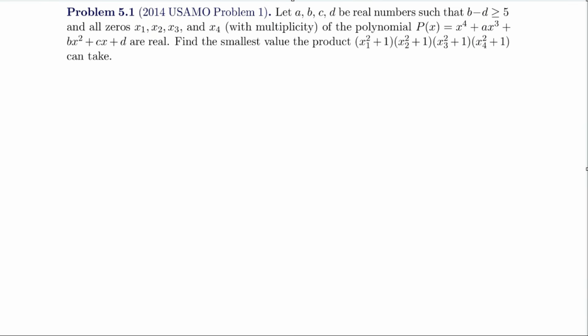So now let's go ahead and try out the following problem from the 2014 USA Math Olympiad. Here it is. Let a, b, c, and d be real numbers such that b minus d is greater than or equal to 5, and all zeros x1, x2, x3, and x4 with multiplicity of the polynomial p of x equals x to the fourth plus ax cubed plus bx squared plus cx plus d are real. Find the smallest value the product (x1 squared plus 1) and so on can take.